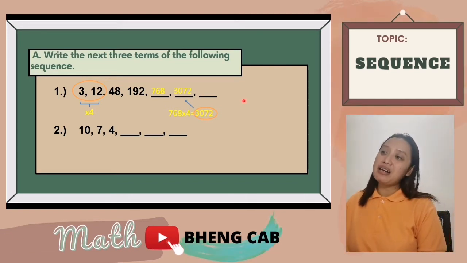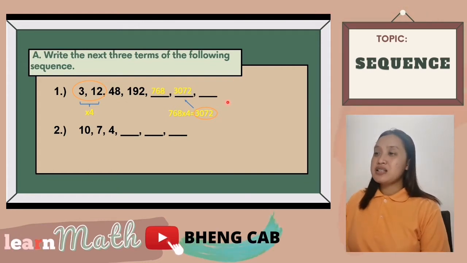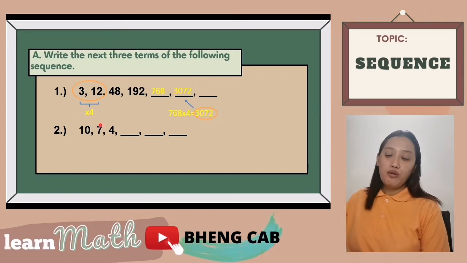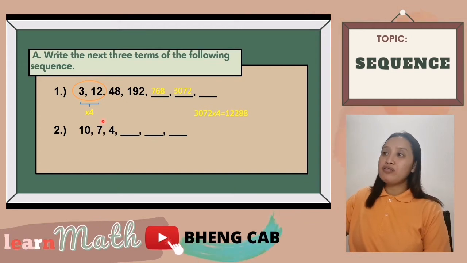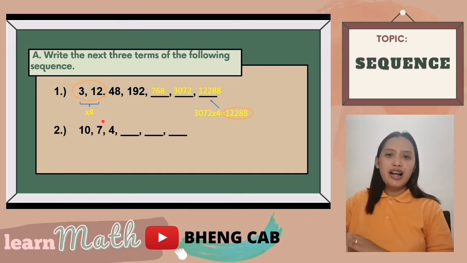Paano naman natin mahanap ang pang-7 at huling missing term? It is by multiplying this 3,072 to 4. It gives us 12,288. So, ganun lang kasimple.